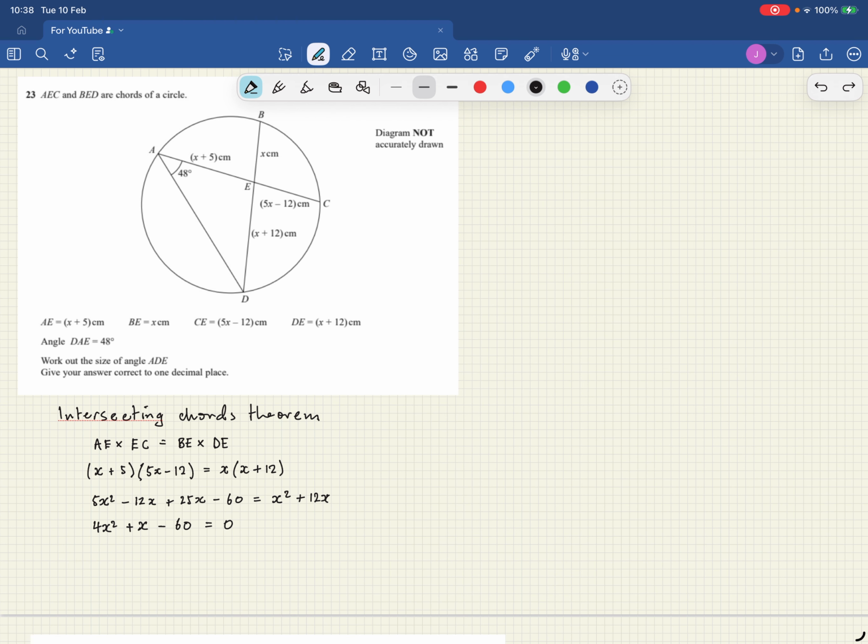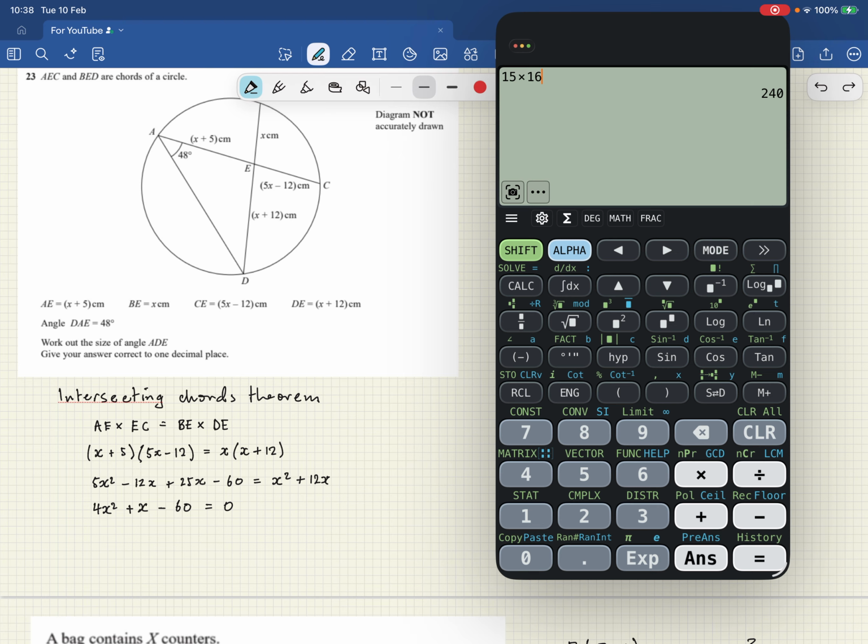I've got to think what those numbers are. So it's going to be a negative number and a positive number, something like minus 16 and plus 15 or something along those lines. I might try my calculator. I can't work that out in my head. So 15 times 16, that is 240.